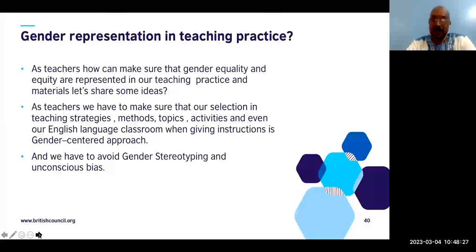Here, gender representation in teaching practice. As teachers, how can we make sure that gender equality and equity are represented in our teaching practice and materials? Let's share some ideas. Let's think and share how gender equality and equity are represented in our teaching practice, not only in our teaching materials, but in our practice as teachers. Do you have any ideas?